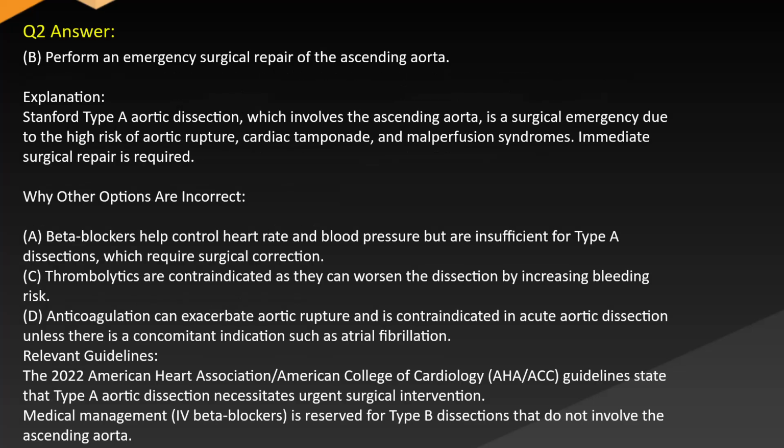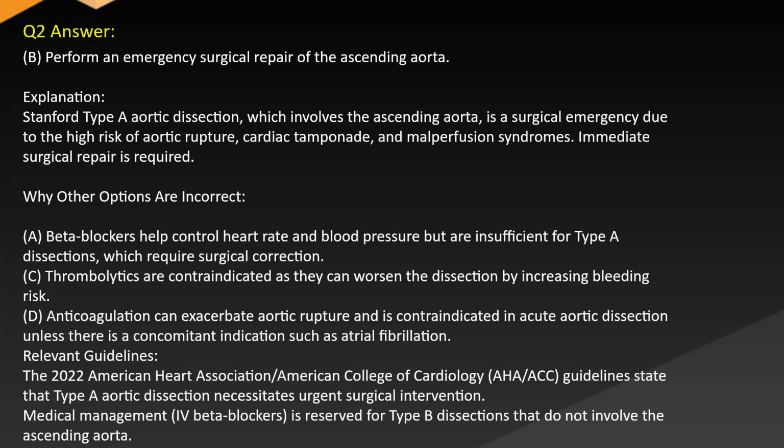Answer B. Perform an emergency surgical repair of the ascending aorta. Explanation. Stanford type A aortic dissection, which involves the ascending aorta, is a surgical emergency due to the high risk of aortic rupture, cardiac tamponade, and malperfusion syndromes. Immediate surgical repair is required. Why other options are incorrect?